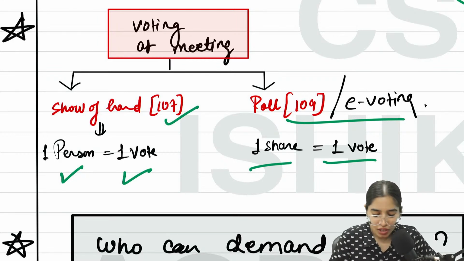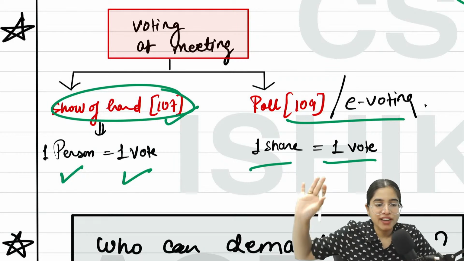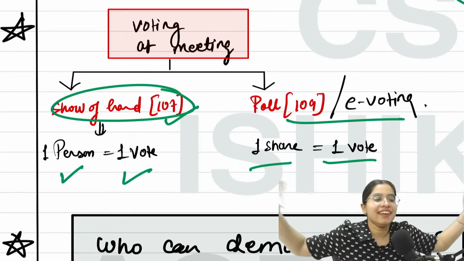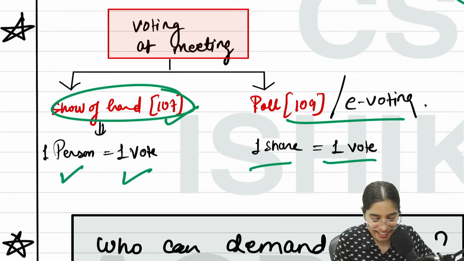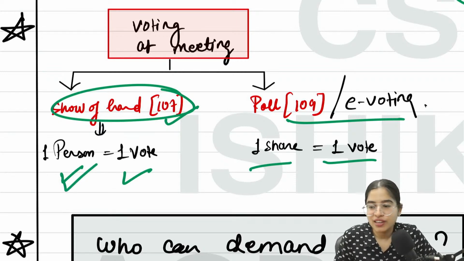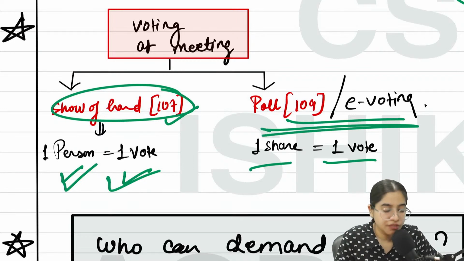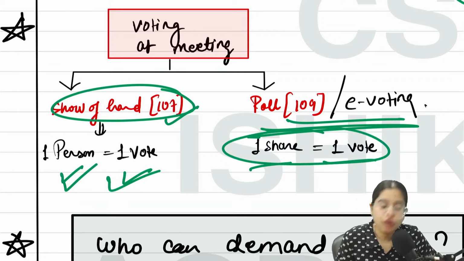But only in case of show of hands, since you have only two hands, you cannot have 10 hands like a Ravan or unlimited hands. So that is why in case of show of hand, the voting is done as one person, one vote. However, whenever a poll is demanded or e-voting is done, voting is always on the basis of shareholding. On the basis of your shareholding only, you derive the voting power.